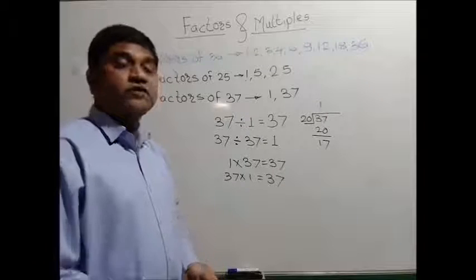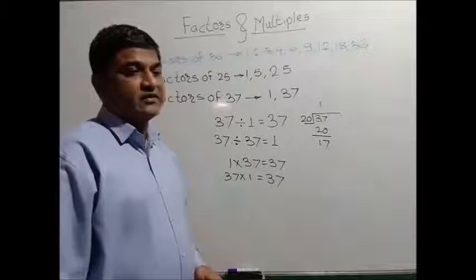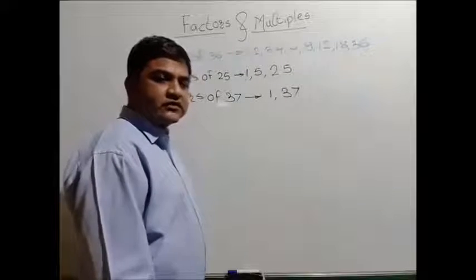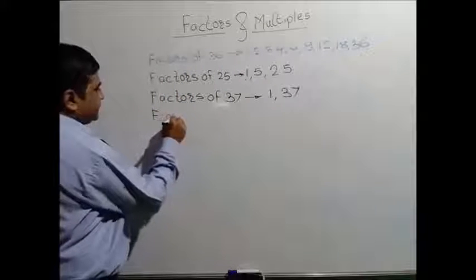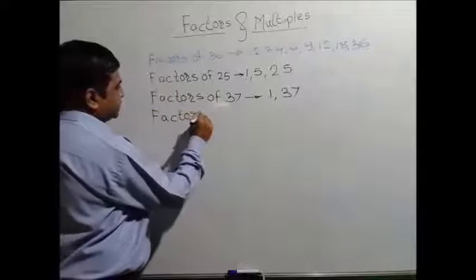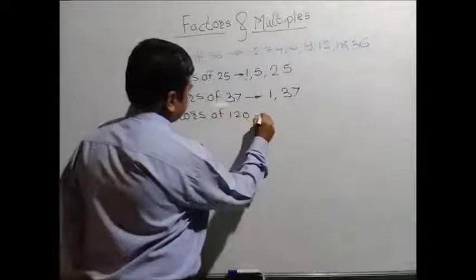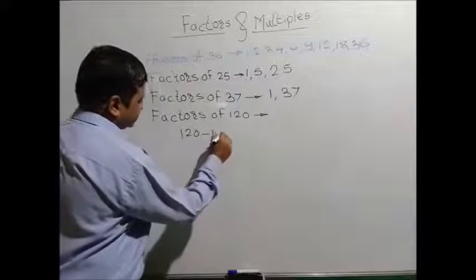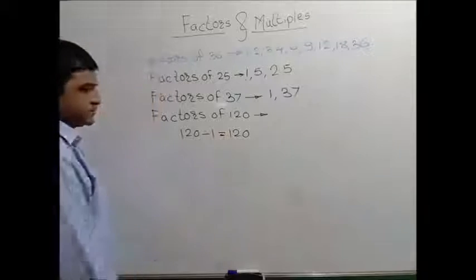Okay, we'll go for one more example and try to find the factors, and later we will go for what is meant by multiples. Let us try to find the factors of 120. First thing first, we will try to divide 120 by 1. Yes, it is easily divisible, and the quotient is 120, the number itself.